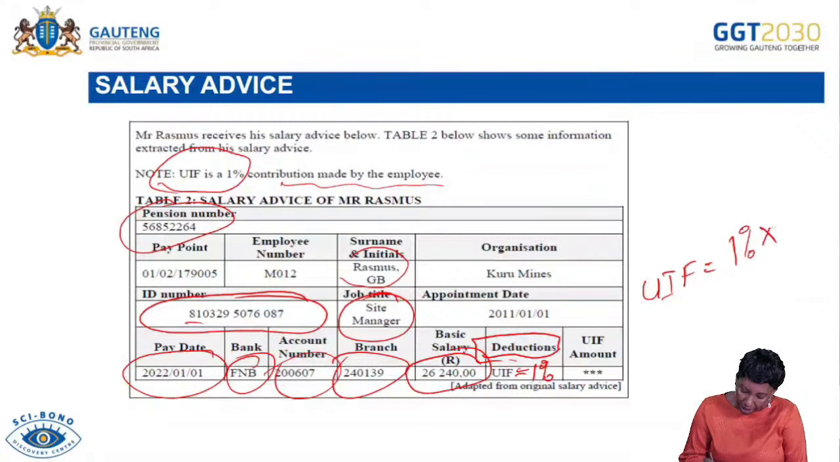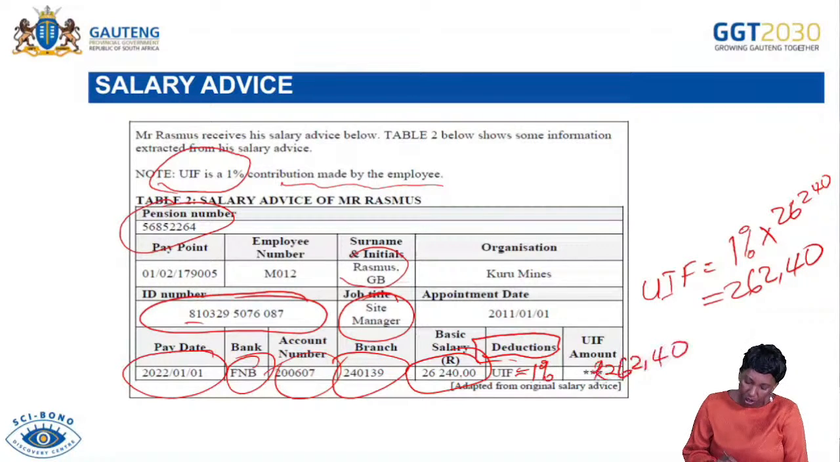1% of what? Of 26,240. So now we simply say, what is 1%? 1 divided by 100 multiplied by 26,240. That will give us the UIF, which is 262 rand 40. So meaning this amount here will be 262 rand 40. That is the amount for the UIF.